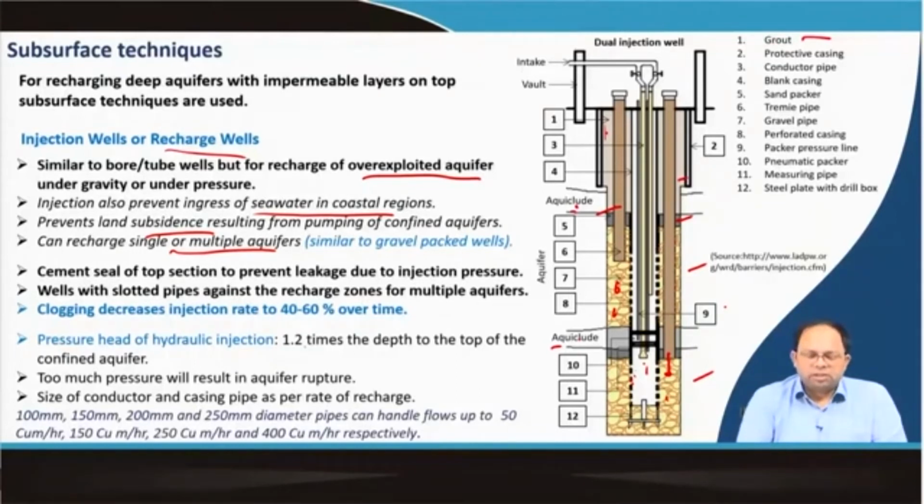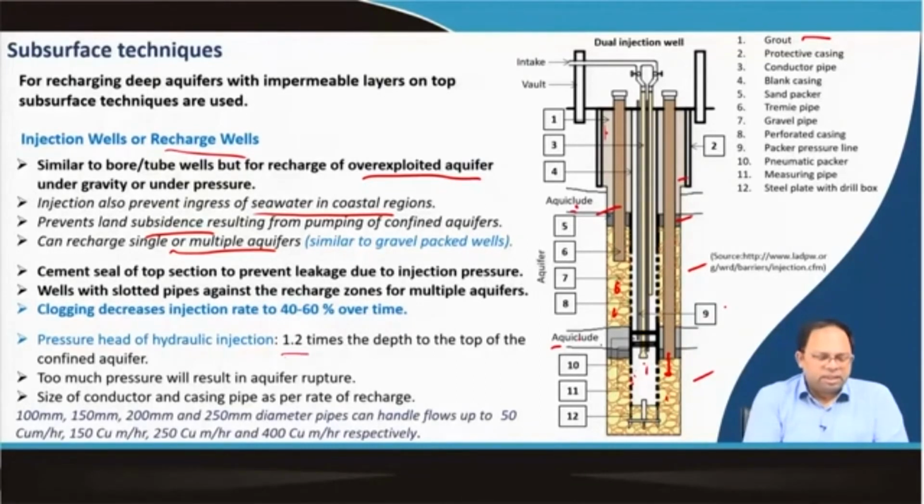And the pressure head of hydraulic injection is usually 1.2 times the depth of the top of the confined aquifer. So it is not too high. And if we put in too much pressure, it may actually break the casing, and it will break this surrounding gravel structure, and it may also rupture the aquifer as well. And the size of conductor and casing pipe is determined based on how much recharge we are able to do for this particular aquifer.